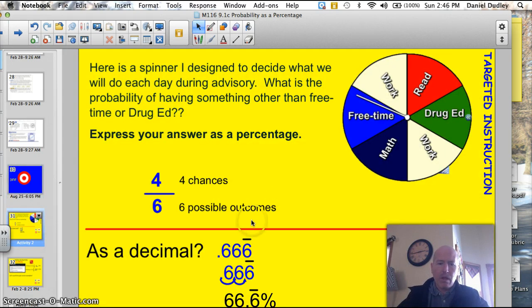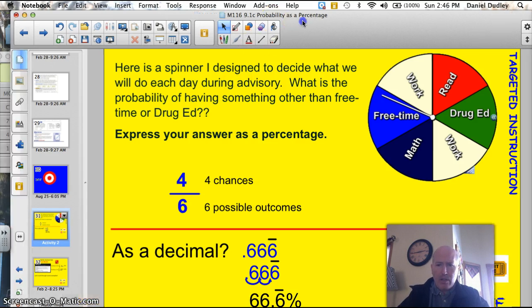Let's do this thing. Here's the spinner I designed to see what we'll do each day in advisory. What is the probability of having something other than free time or drug ed? Well, we have a total of 6 different things here: 1, 2, 3, 4, 5, 6. We have 6 possible outcomes, so we'll put that down as the denominator. Then we've got free time and drug ed here, so we have 4 other things that it could possibly be. So we have 4 chances other than drug ed or free time, which is 4 out of 6. If we were expressing our answer as a fraction, we'd be done.